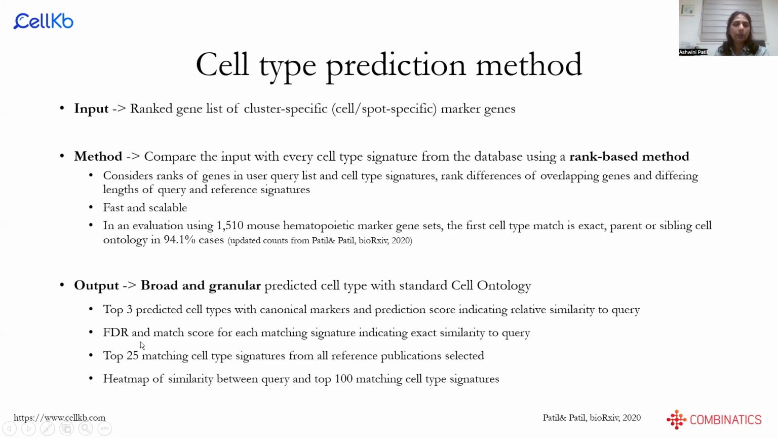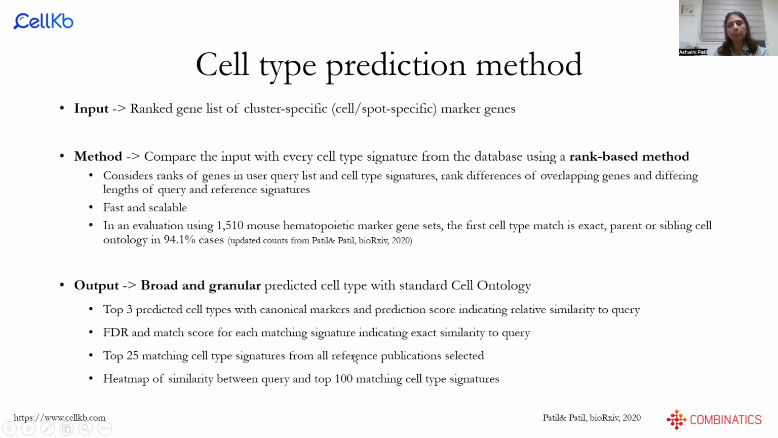Based on that, we predict broad and granular cell types for each cluster or each cell. Okay. Usually we give the top 3 predicted cell types with canonical markers for each cell type, and these can then be used for manual confirmation of the prediction, along with a prediction score. Statistical significance is also calculated for each match, and we provide all the reference publications for the top 25 matches.